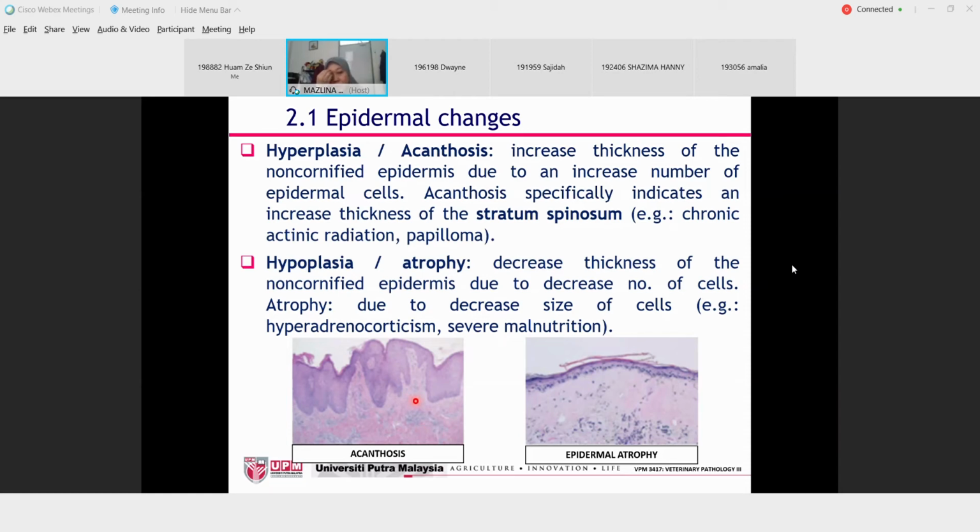Okay, so the example here on the left-hand side is the hyperplasia or acanthosis, whereby you can see the epidermis layer is actually very thickened. It is mainly due to the thickening of the stratum spinosum in the middle, right? In comparison to here, on the right side, the image shows epidermal atrophy. So I hope you can appreciate the difference.